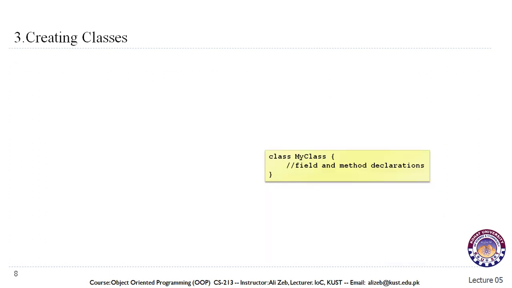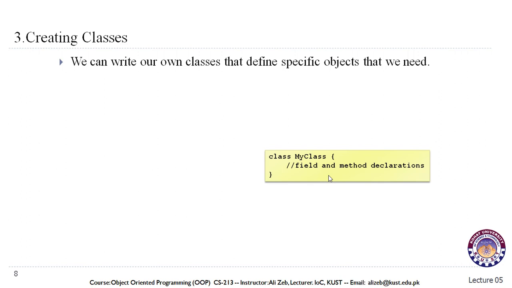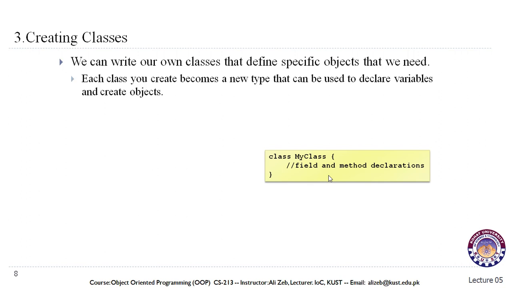Now we'll have a look at how we can create our own classes. The syntax for creating a class can be seen in this box right here, and we have briefly used this syntax previously. That is how we can create a class. We'll need to use the keyword class followed by the name of the class, and then we'll have the body of the class that will contain the fields that are associated with the class, and the methods associated with the class will be declared inside the body of the class. So we can write our own classes that define specific objects that we need. Each class you create becomes a new type that can be used to declare variables and create objects.